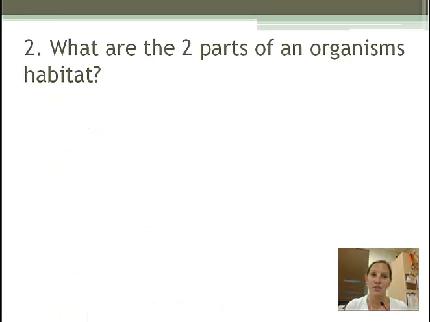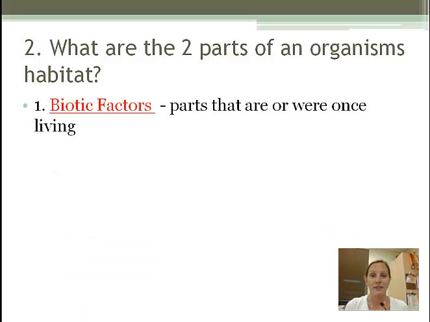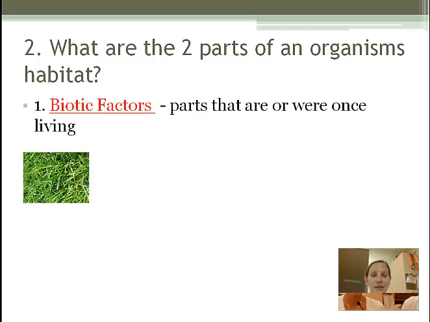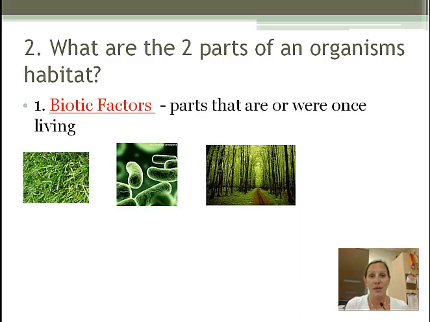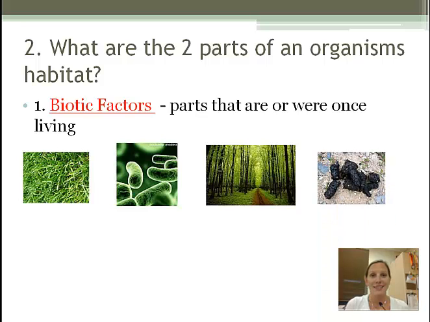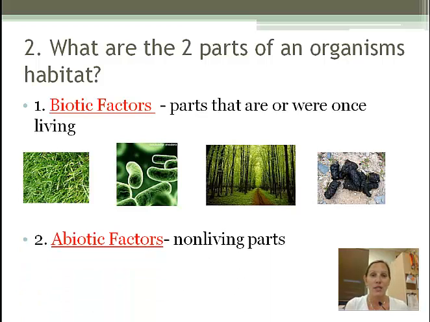Okay, essential question number 2. What are the 2 parts of an organism's habitat? Biotic factors. Those are parts that are or were once living. This can be confusing. Let's practice. Grass, that's a biotic factor. It is living. Bacteria, biotic factor. It's also living. Trees, they're biotic. They're living. What about this? This is called scat. If you don't know what scat is, it's also known as poop. Believe it or not, that was once living. That's made of natural things. That's a biotic factor.